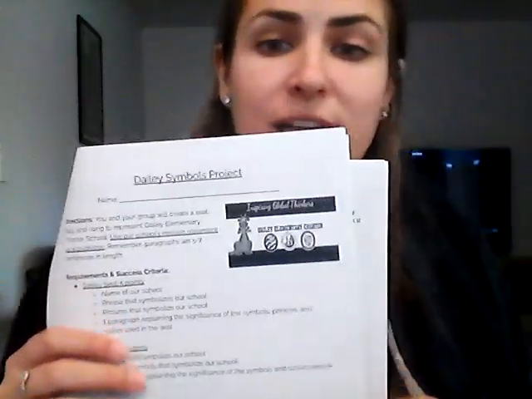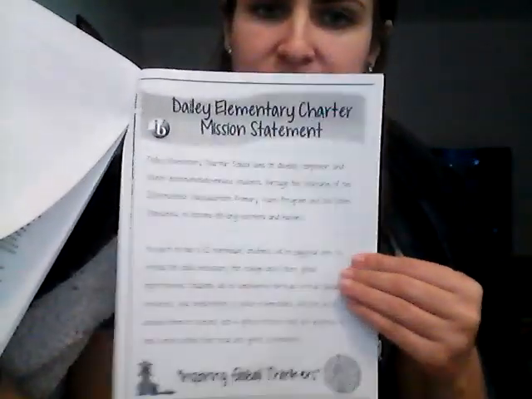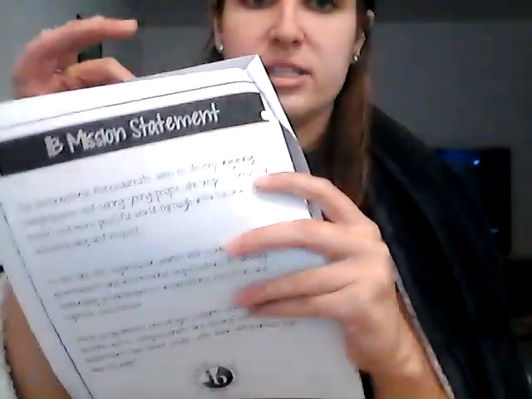So real quick, talking about the requirements of the project. You're going to be using the Dailey mission statement along with the IB mission statement to help you create a seal for Dailey, a flag, and a song. You'll find the mission statements on the following pages. Here's our rubric. The next page has the Dailey mission statement, and on the back is the IB mission statement.